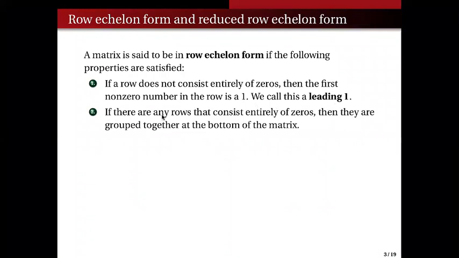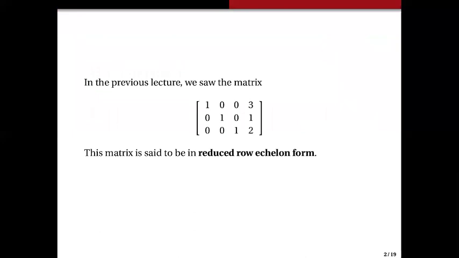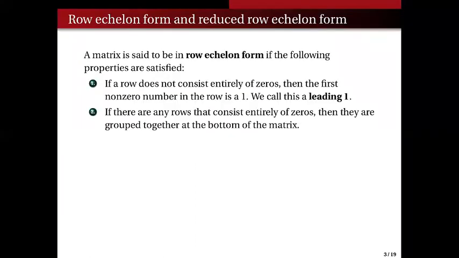Next, if there are any rows that consist entirely of zeros, then they are grouped together at the bottom of the matrix. In this example, we don't have an entirely zero row, so for now I cannot give you an illustration for the second item, but we will see it later.